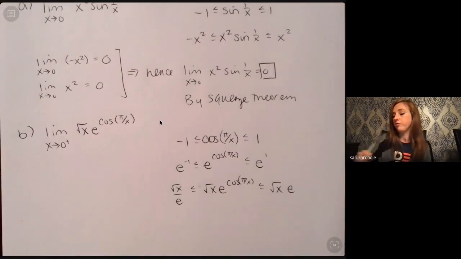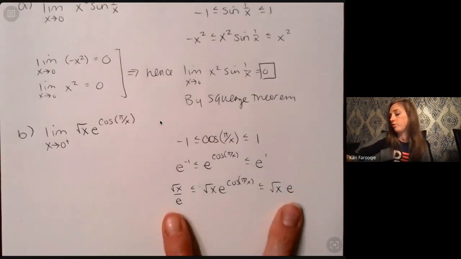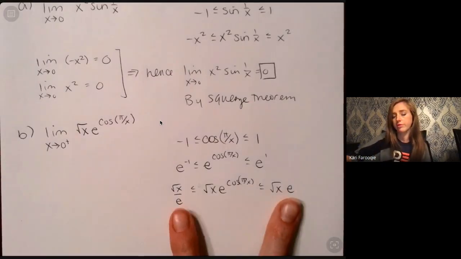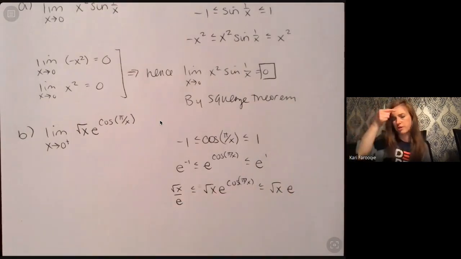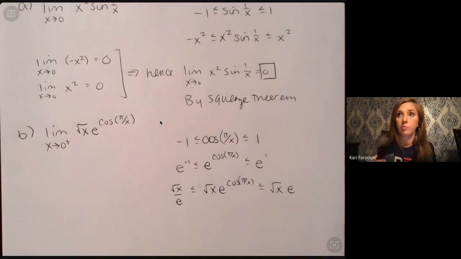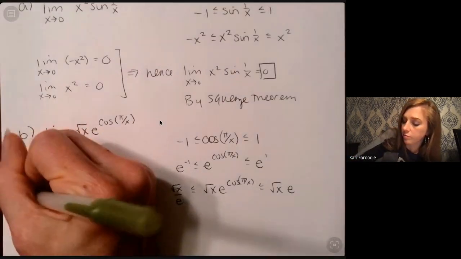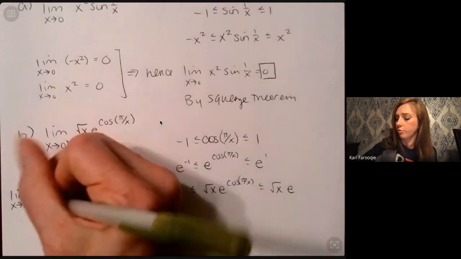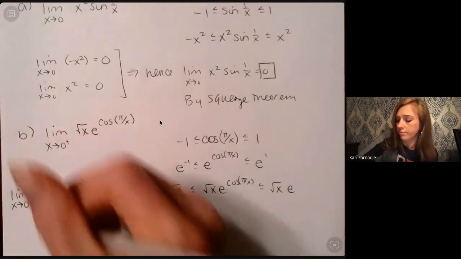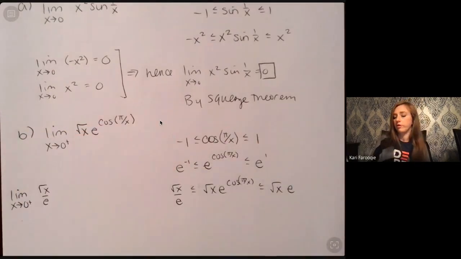Okay, now it matches. So now my goal is to show that the limits of these boundaries are the same. And then I can make the conclusion that the limit of this inside function must be the same as the limits of the boundary functions. So I'll do that next. So we'll take the limit as x approaches 0 from the right. I'll start with the left-hand boundary, the square root of x over e.